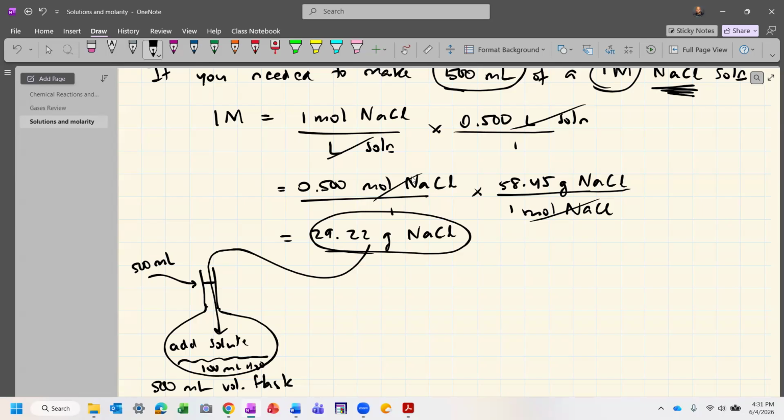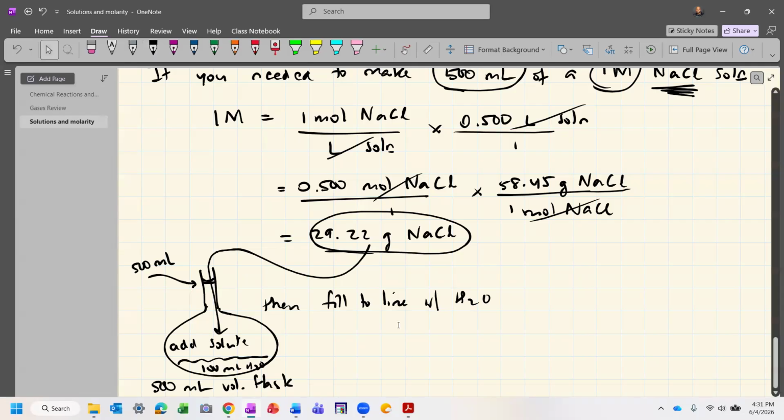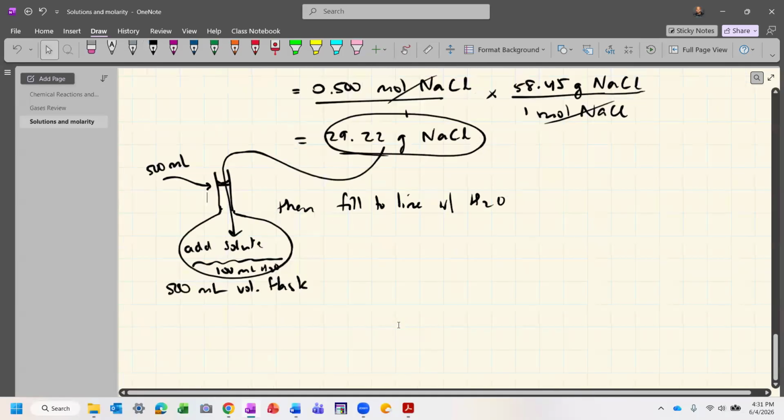Add solute to this. I'm going to stir it up to dissolve all of it. And then I'm going to fill to the line with the remaining solvent, with the H2O, right? So when I fill this up, give it a stir bar or something in there, or put a lid on it and shake it up. That's going to be my 500 mL of the 1 molar sodium chloride solution. So that's how you make a solution from scratch.